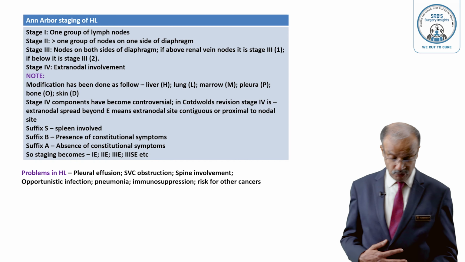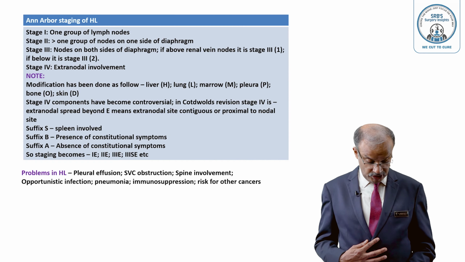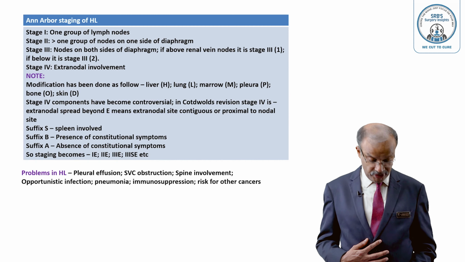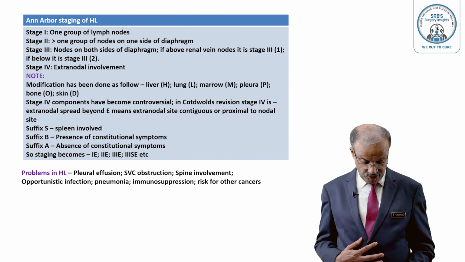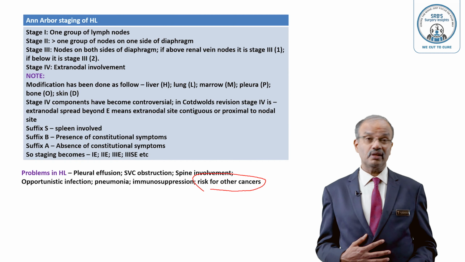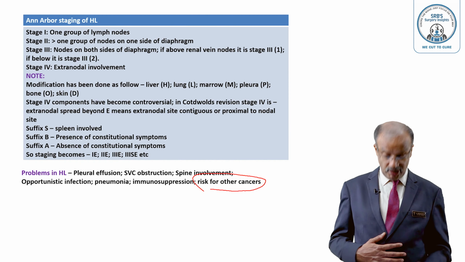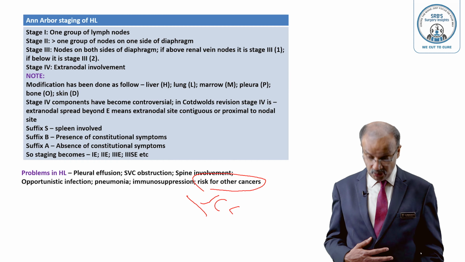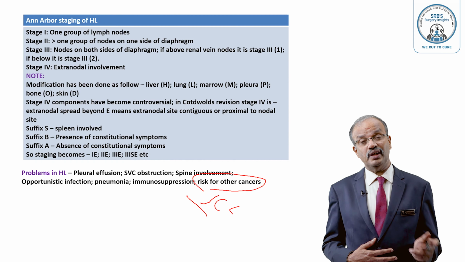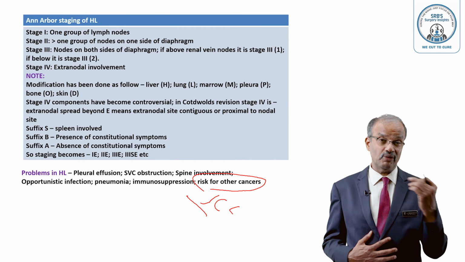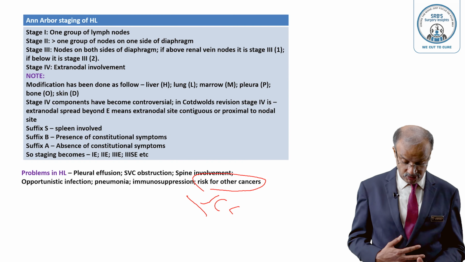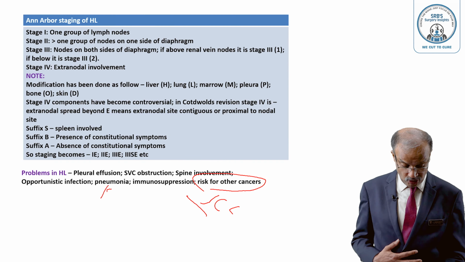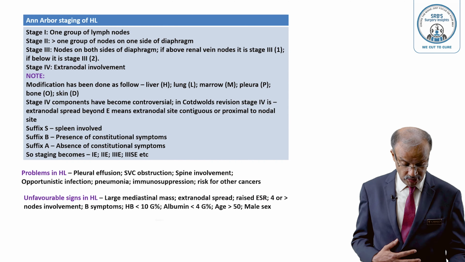Complications are pleural effusion, SVC obstruction, spine involvement. When spine is involved, RT is given. Infection, pneumonia, immunosuppression, and risk for other cancers. Mainly squamous cell carcinoma can occur in these patients. Those who had treatment for HL may eventually have squamous cell carcinoma, in the oral cavity and elsewhere also, even adenocarcinoma sometimes, but mainly squamous cell carcinoma. They are a high risk group for other cancers. That point you have to remember.